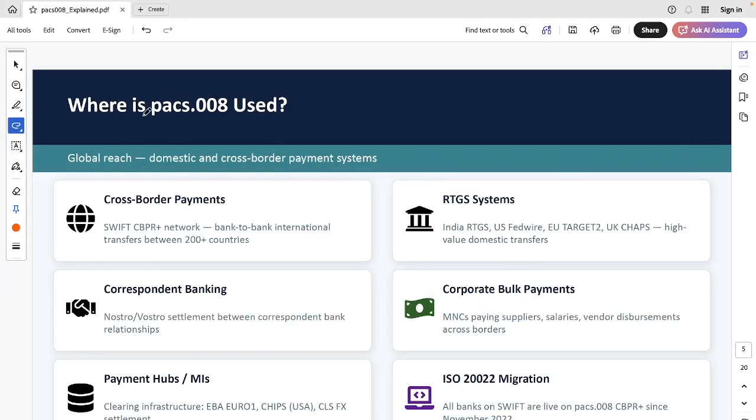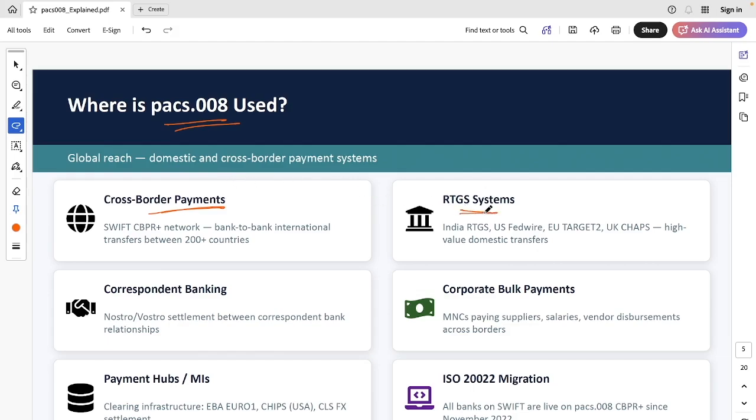Now let's see where pacs.008 is used in real payment systems. First, it is widely used in cross-border payment scenarios. For example, if an Indian company pays a supplier in Singapore, the banks may exchange the pacs.008 message through the Swift CBPR Plus network. Earlier, the message used to be handled using MT103, in the previous MT format.